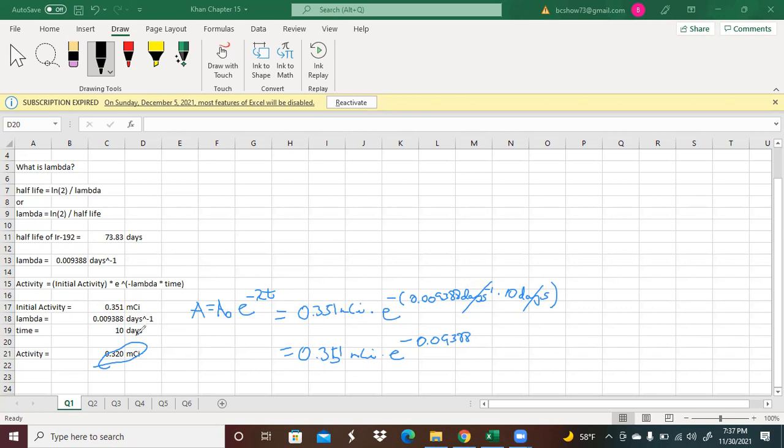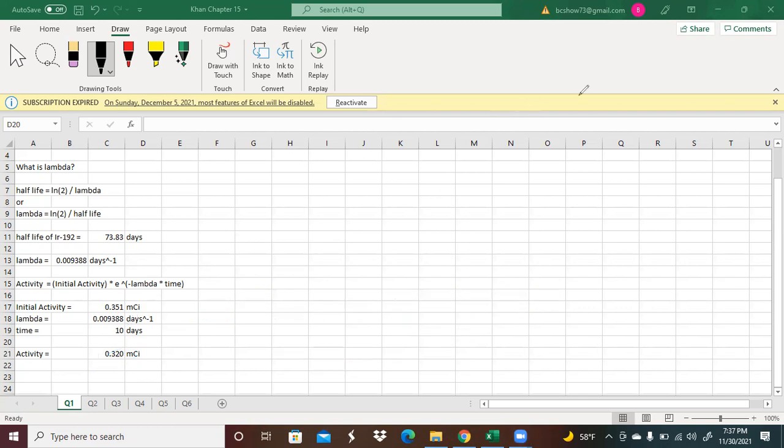So since you're looking at something 10 days later, and this is what it was given to you then, it should be less than that. And that's sort of an informal check that you can make, just to show that the answer, at least in that sense, does make sense.